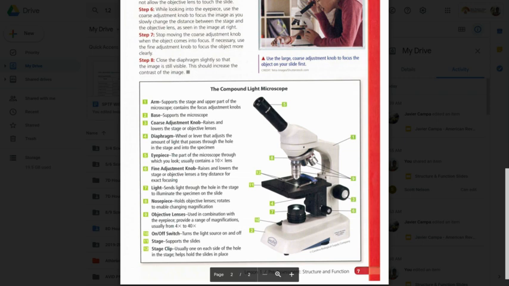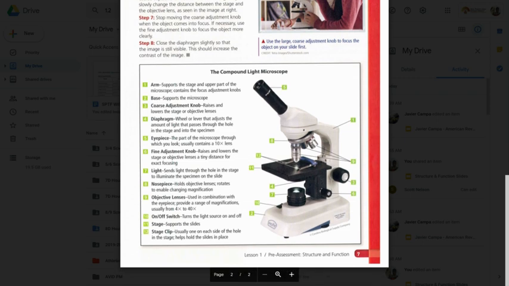As you can see, there is a diagram of a compound light microscope. There are 12 different parts. Let's talk about each. Part 1, the arm. The arm supports the stage and upper part of the microscope, and it contains the focus adjustment knobs. Part 2, the base supports the microscope. Part 3, the coarse adjustment knob. It raises and lowers the stage or objective lenses.